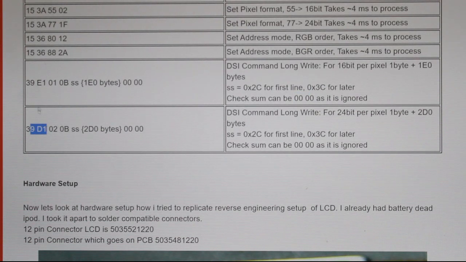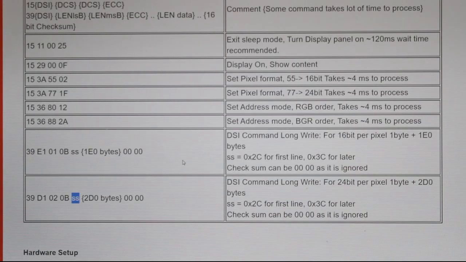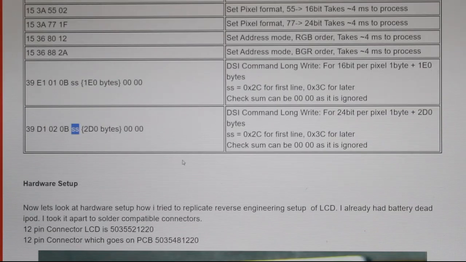Next command here is also 39H, but it is used in the 24-bit pixel mode, so it has length of 2D1, including the 1 byte indicator of first line on other lines. Let's look into first hardware setup, how I connected oscilloscope to the iPod LCD.